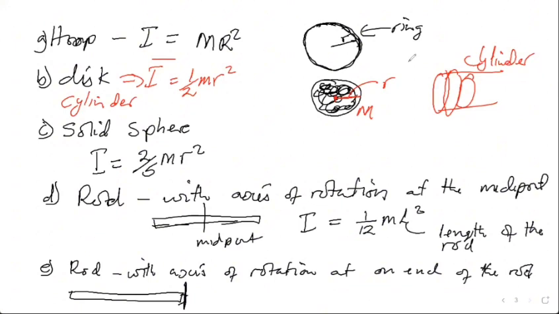So we have a long rod with the axis of rotation at the edge, at one end of the rod, like this. The moment of inertia for such an object is given by 1 over 3 mass times L squared, where L again is the length of the rod. So we have different shapes that have different moments of inertia. These have been calculated for us.